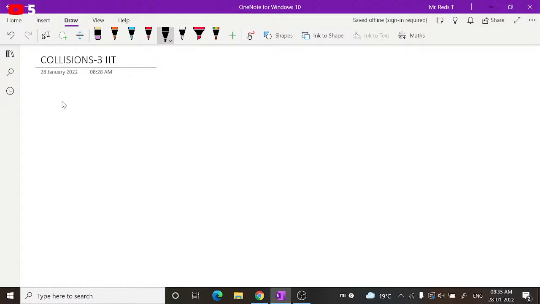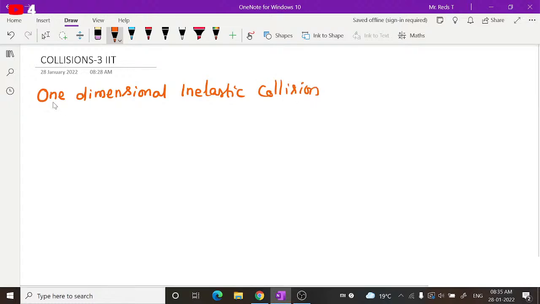What is that? One dimensional inelastic collision. Okay. So one dimensional inelastic collision. As part of this, we'll see a few points again.